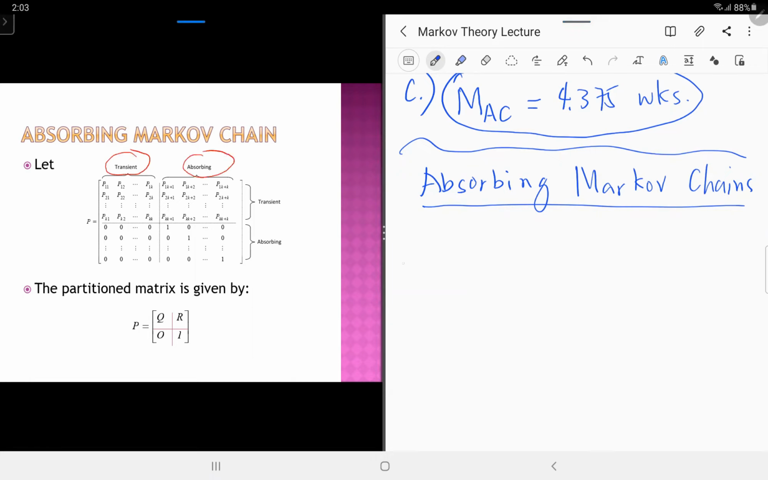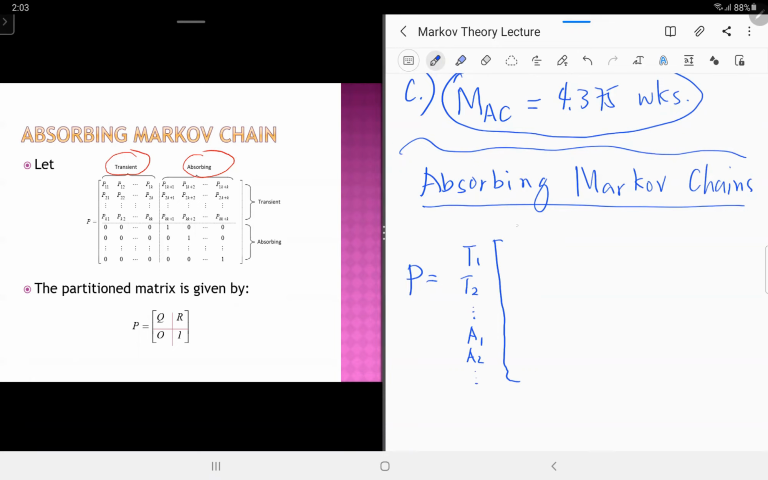If you set up your one-step transition matrix, you will be able to come up with transient state number one, transient state number two, and so on. And then you should arrange it in such a way that you put all the transient states together and you put all the absorbing states together. So this is how it will look like.